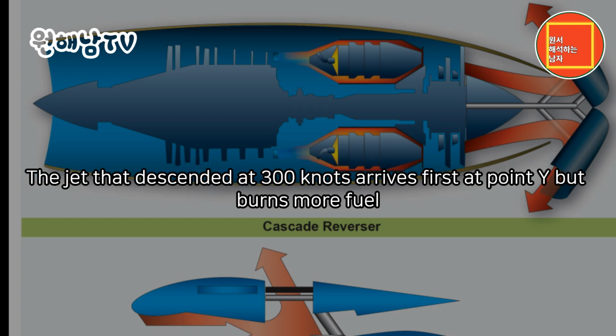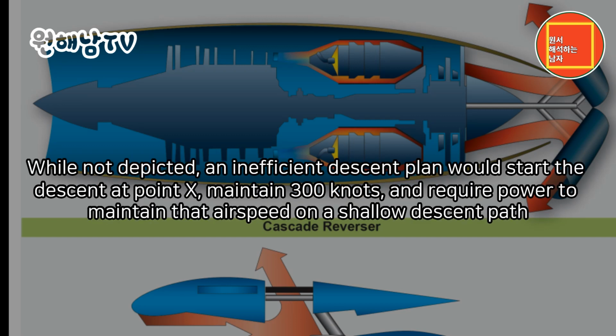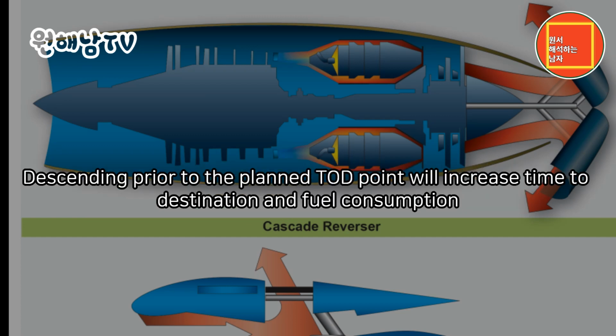The jet that descended at 300 knots arrives first at point Y but burns more fuel. While not depicted, an inefficient descent plan would start the descent at point X, maintain 300 knots, and require power to maintain that airspeed on a shallow descent path. Descending prior to the planned TOD point will increase time to destination and fuel consumption.